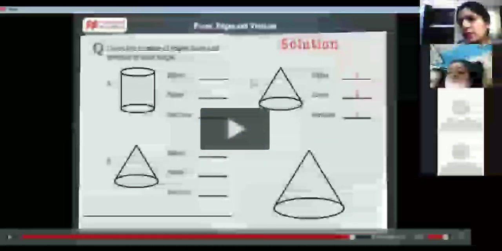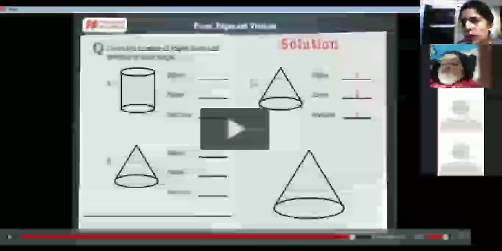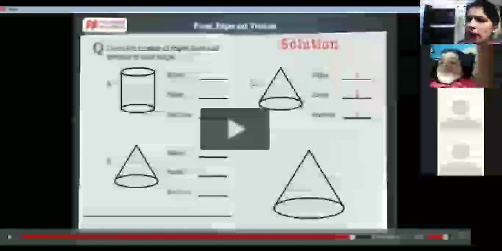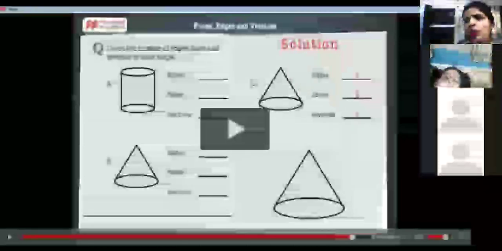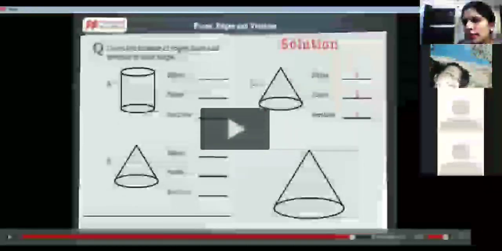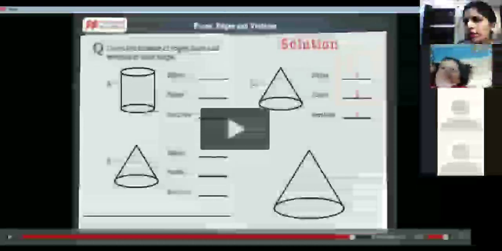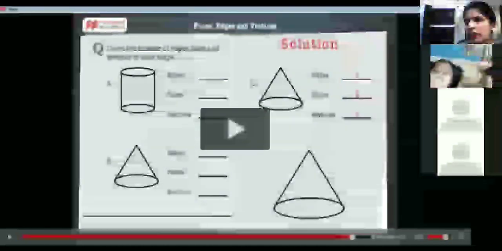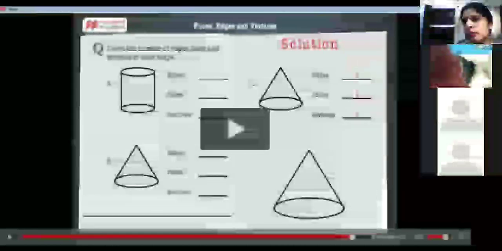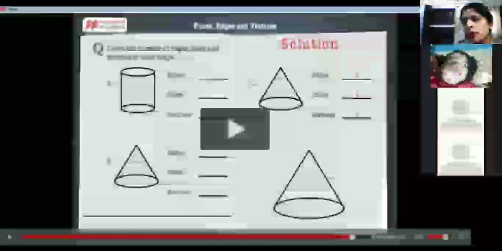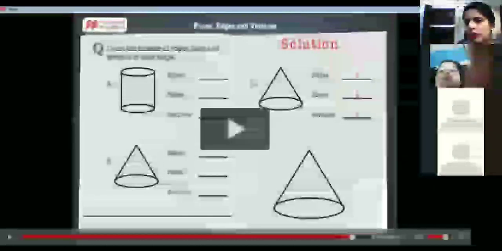So as this figure is a cone, it has got how many edges? 1. So this is the 1 edge, and 2 faces. One is the curved face, and the other is the flat face. And how many vertices has it got? This corner, can you see over here? So it has got only 1 vertex. Okay, children? Now moving on to the next question.